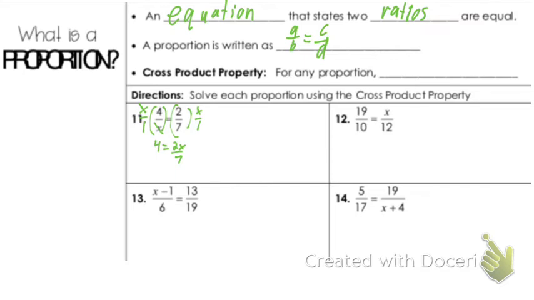So now, in our quest to get x by itself, we would multiply both sides by 7, or 7 over 1, and get 28 is equal to 2x. Any questions on how we got here? Do we want to go back and recap how we got here? Okay. So from here, we would solve by dividing by 2. And what's x? 14. So if x is 14, this proportion works out.